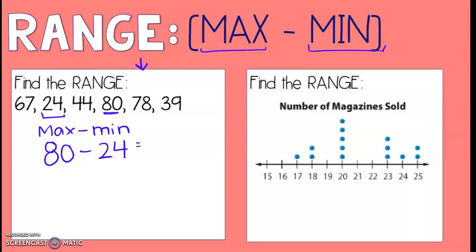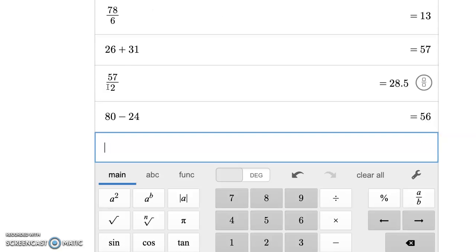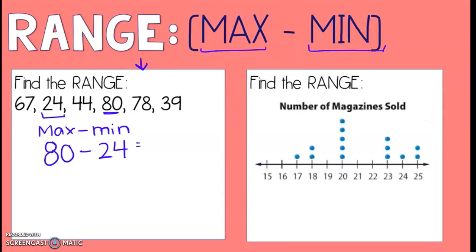And again, we can use our calculator for that subtraction problem. So I'm just going to take my 80 minus 24, and we get that our range is 56. So our range is 56. Okay. All right. So if we're looking at a dot plot, we're still trying to figure out the maximum minus the minimum.